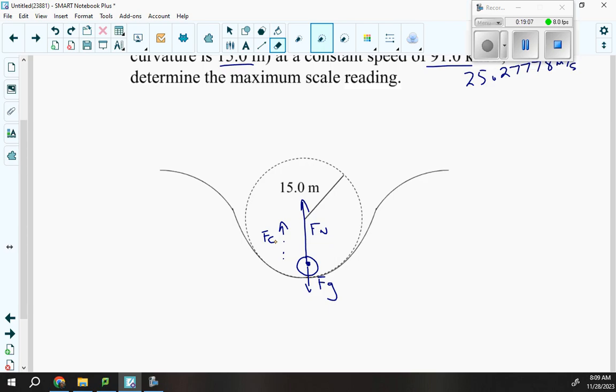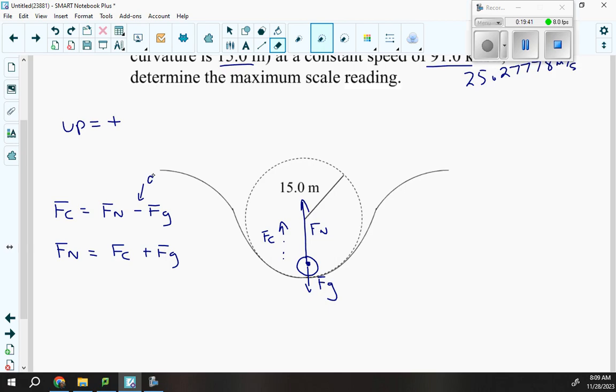So then we have to build our equation for this. So Fc, oh, and I forgot one little thing here. What are we going to call positive? Center of the circle is always positive, so in this case, up is positive. So Fc is going to be equal to Fn minus Fg. It's asking us for the scale reading, which gives us our normal force, which also gives us our apparent weight. So we have to rearrange and solve for normal force. So Fn is going to be equal to Fc plus Fg.